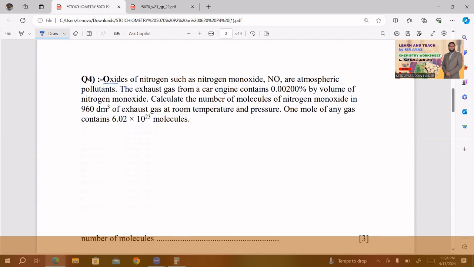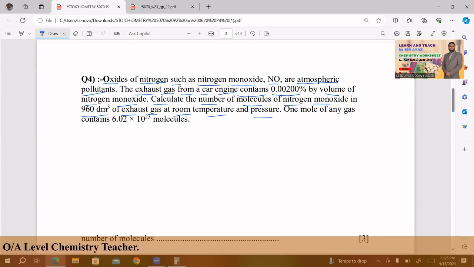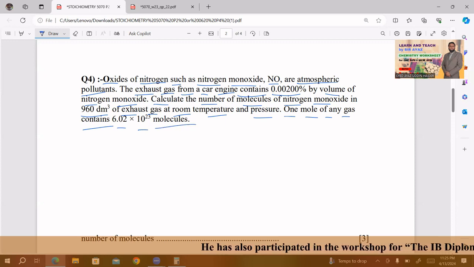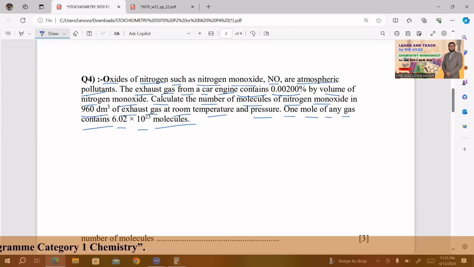Question number 4. Oxides of nitrogen such as nitrogen monoxide, NO, are atmospheric pollutants. The exhaust gas from a car engine contains 0.002% by volume of nitrogen monoxide. Calculate the number of molecules of nitrogen monoxide in 960 dm³ of exhaust gas at room temperature and pressure. 1 mole of any gas contains 6.02 × 10^23 molecules. They want us to calculate the number of molecules of nitrogen monoxide.